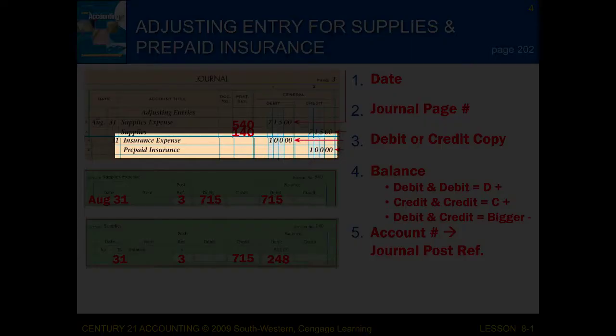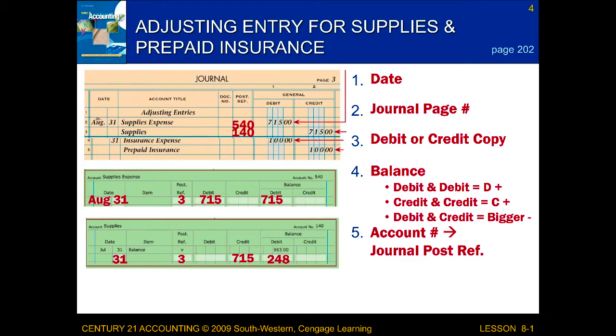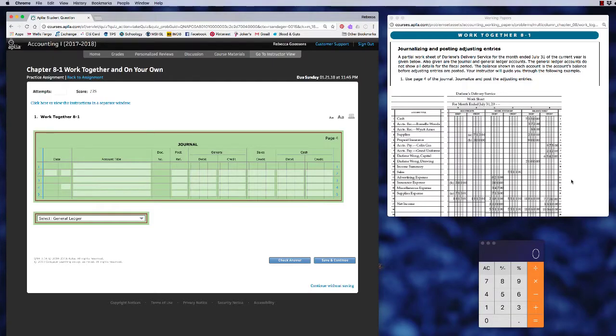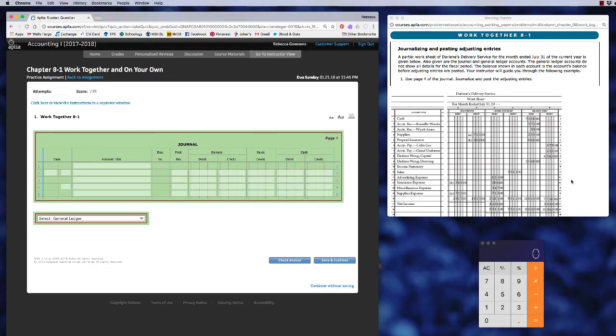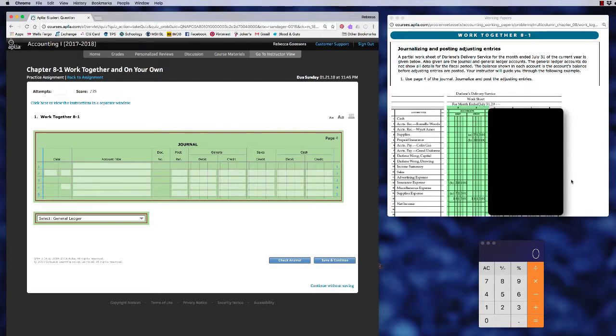So you would also post your insurance expense into the insurance expense ledger and your prepaid insurance into the prepaid insurance ledger. So now we're going to do 8.1 working together. Make sure you open that up on Aplia and you will need the instructions. It's going to give you the worksheet and it tells us that we want to use page 4 of the journal to journalize and then post our adjusting entries. So if we take a look at the worksheet, the only thing we're concerned with right now is the adjustments column because we're doing the adjusting entries.